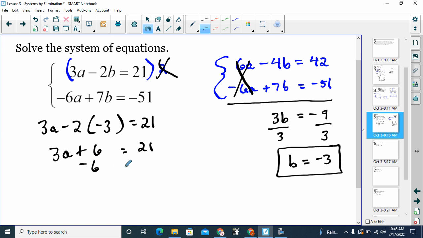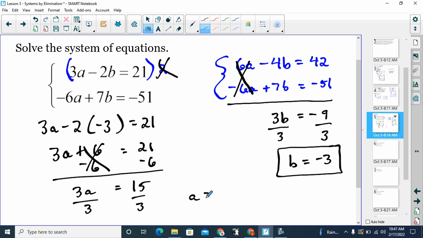Subtract 6 from both sides. 3a equals 21 minus 6, which is 15. Divide both sides by 3, and I get a equals 5. So a equals 5, b equals negative 3.